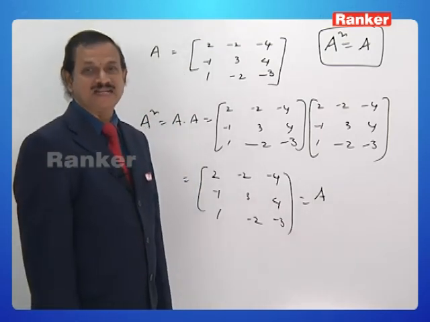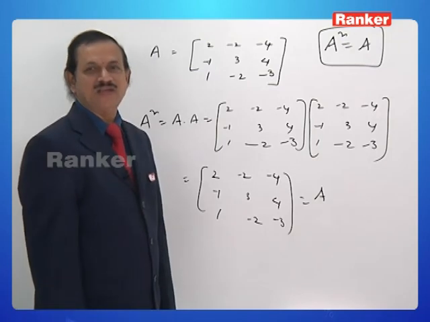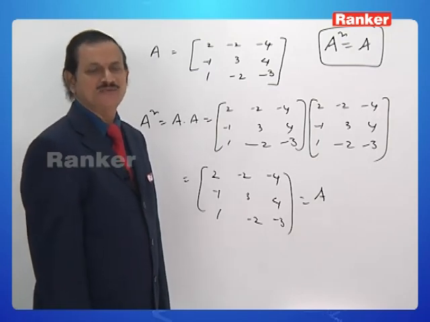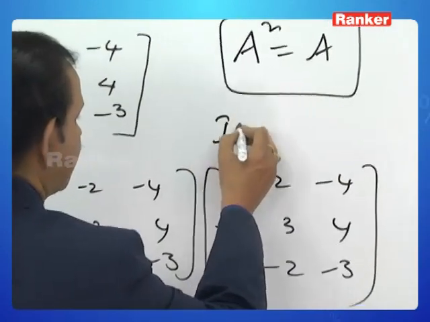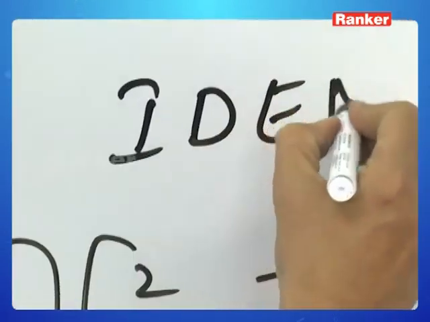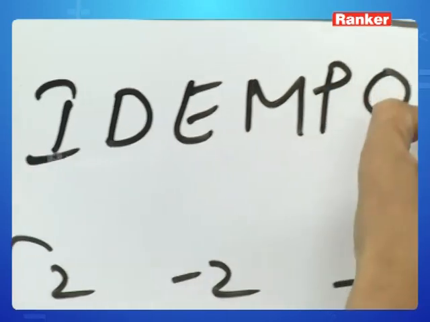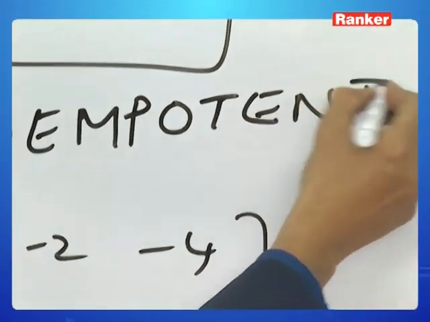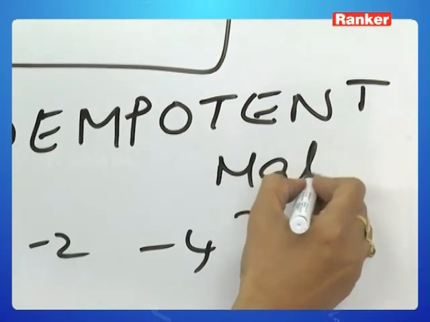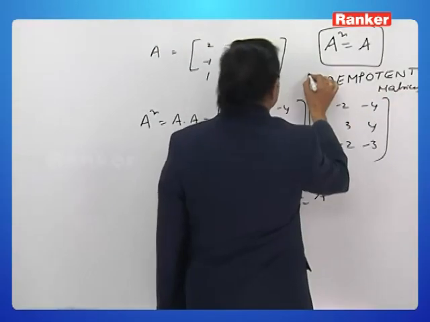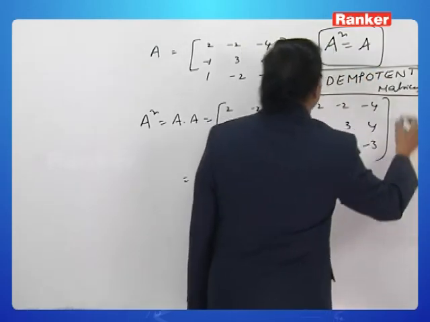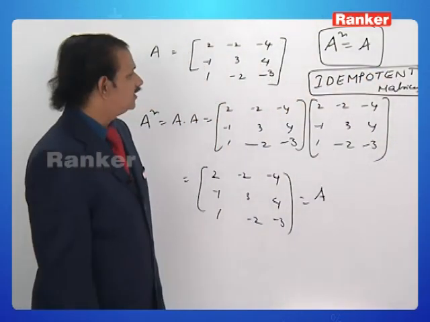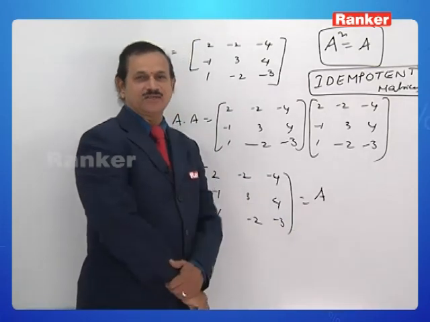Those square matrices for which A square is equal to A are called idempotent matrices. What are they? Idempotent matrices. This is the special name that can be given to such matrices A for which A square is equal to A. I think you could have understood.